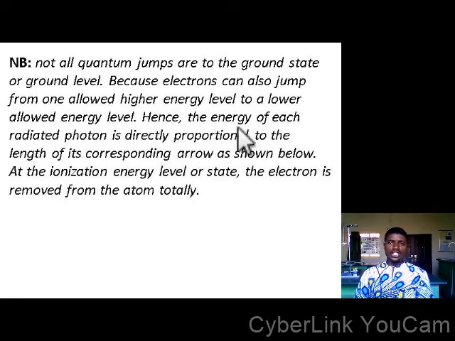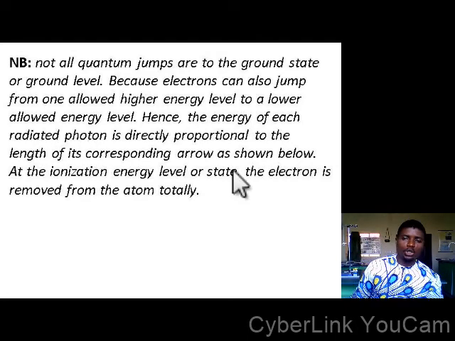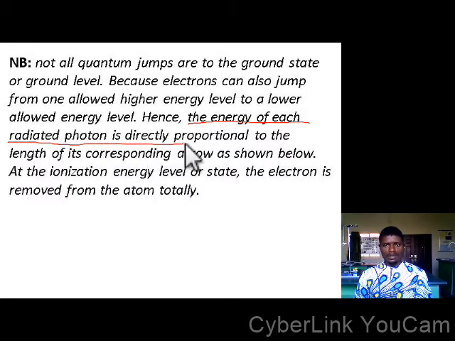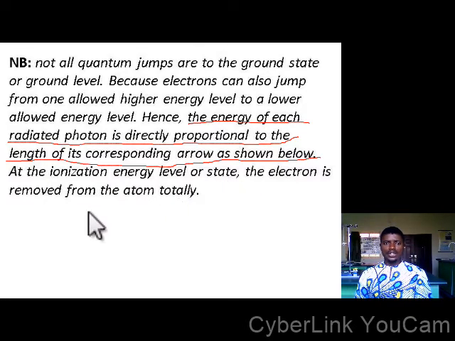Hence, the energy of each radiated photon is directly proportional to the length of its corresponding arrow, as can be seen below. Please note this down. The energy of each radiated photon is directly proportional to the length of the corresponding arrow, as can be seen below. So at the ionization energy level or state, the electron is removed from the atom totally.